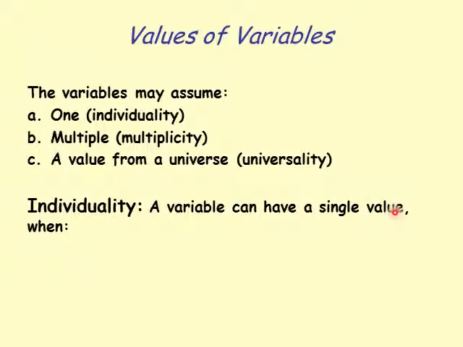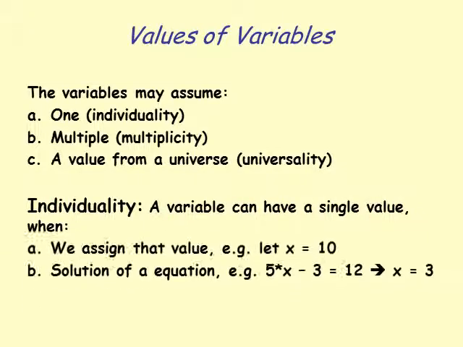Individuality: a variable can have a single value. When we assign that value, for example, x equals 10, we have assigned the value 10 to x, so from now on in this current context, x has one value, which is 10.